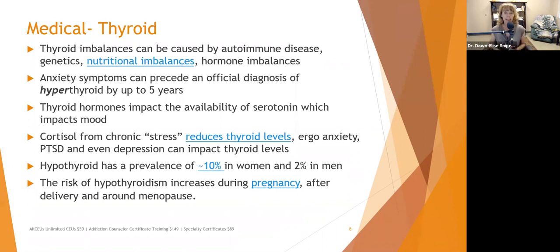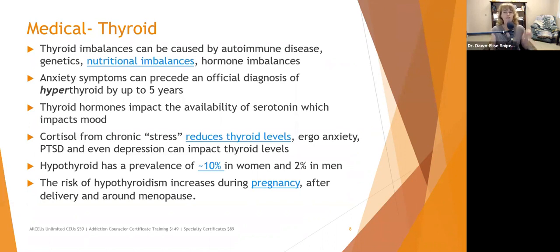But they found in looking at people who have a diagnosis of hyperthyroid later in life, they look back, and a lot of times they were experiencing anxiety and or panic symptoms for up to 5 years before their thyroid finally got far enough out of that band of normal, quote unquote, that the medical community would take it seriously. We want to advocate for patients there. Thyroid hormones impact the availability of serotonin, which impacts mood. So if your thyroid levels are low, your serotonin levels are going to be low. Good to know.